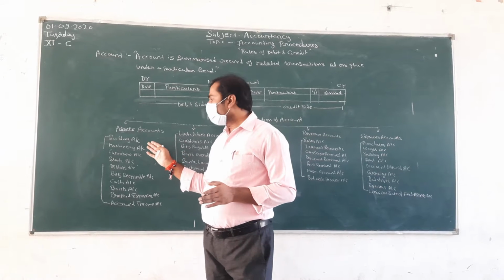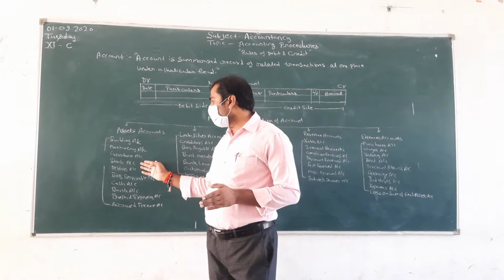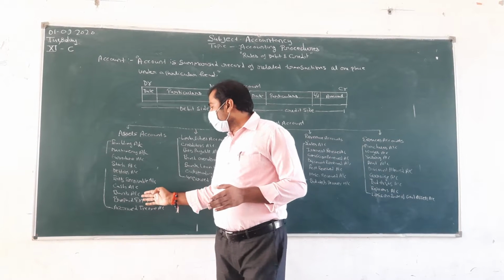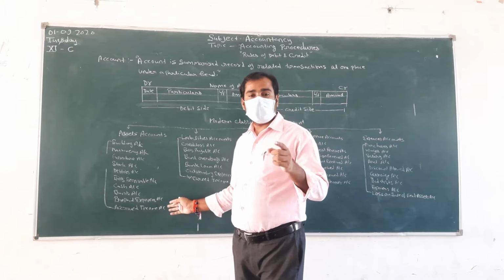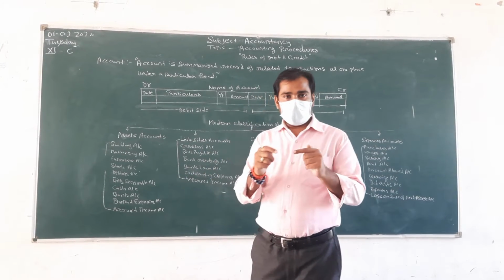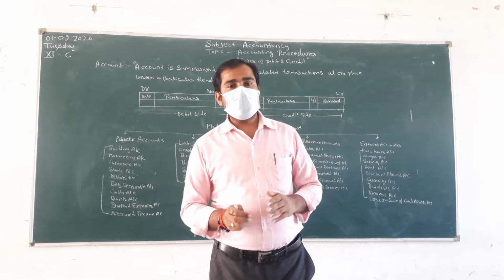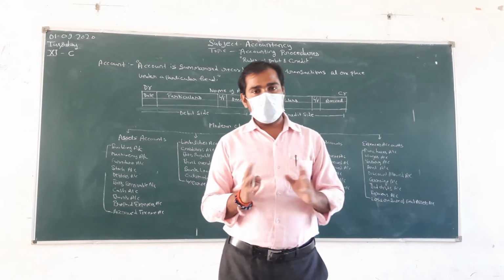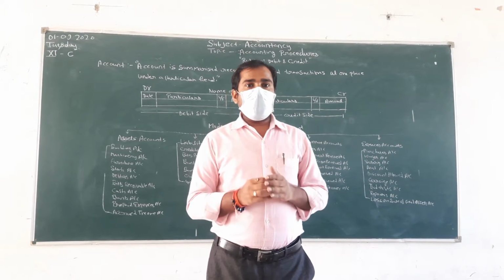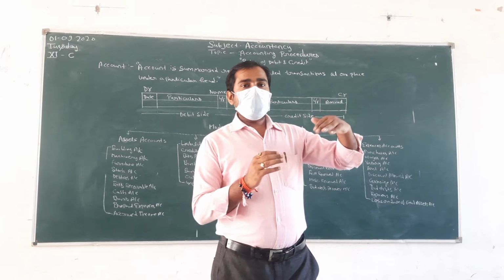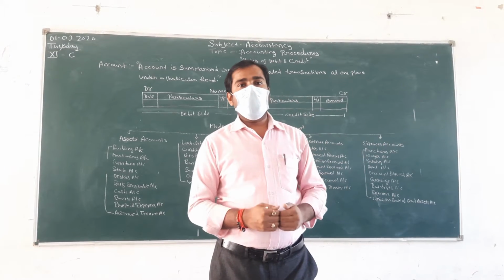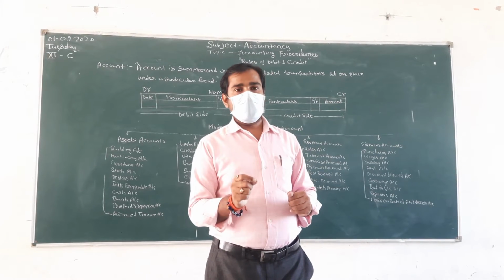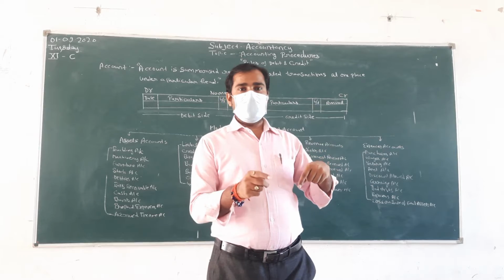The assets account includes building account, machinery account, furniture account, stock account, debtors, bills receivable account, cash account, bank account, prepaid expenses. Let me clarify the term prepaid expenses. Prepaid expenses means expenses which we pay in the present for a future expense. Suppose I pay the rent for the month of October just now, in the month of September, it means it is our prepaid expense. It means it is paid in advance.